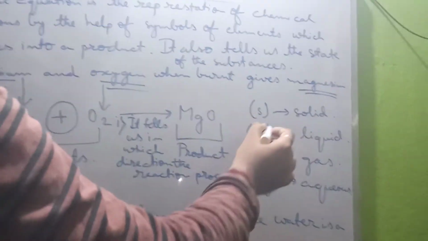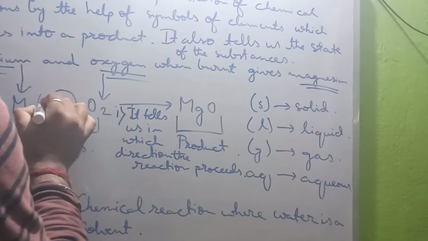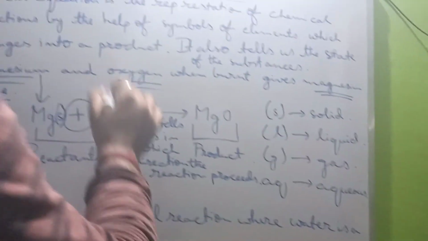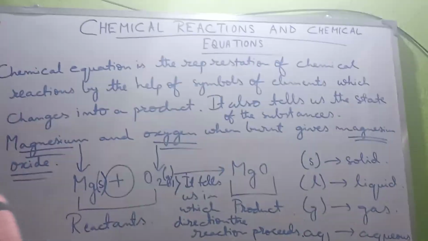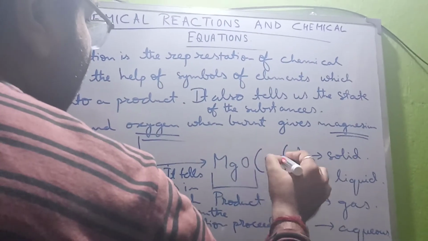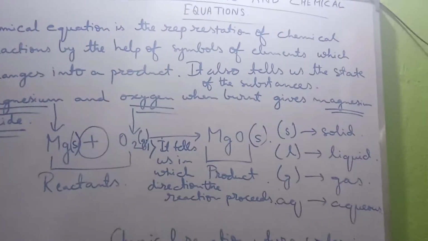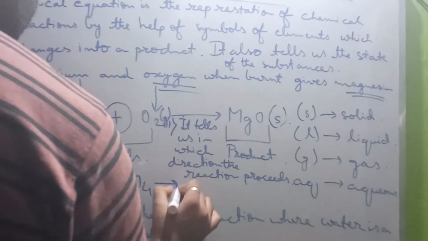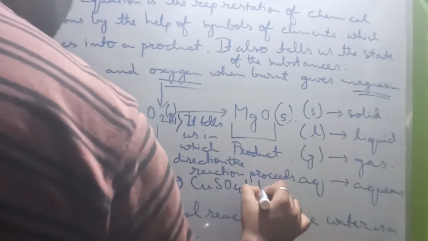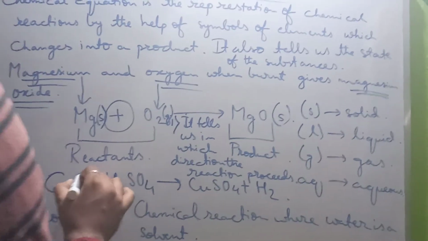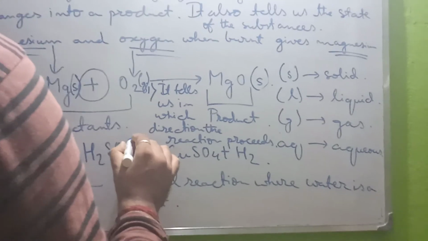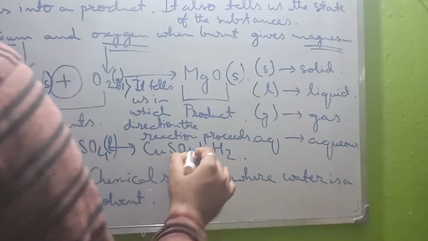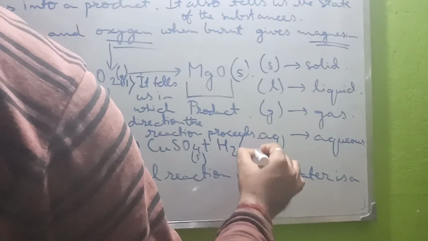And now the symbols. Magnesium, we know it's a solid substance, so I will write S. Oxygen is in the form of gas, so I will write G. And MgO, magnesium oxide, is again a solid, so I'll write S. If I am writing something like Cu plus H2SO4 gives CuSO4 plus H2, here copper is solid, H2SO4 is sulfuric acid, a liquid, CuSO4 is again a solid, and H2 is a gas.